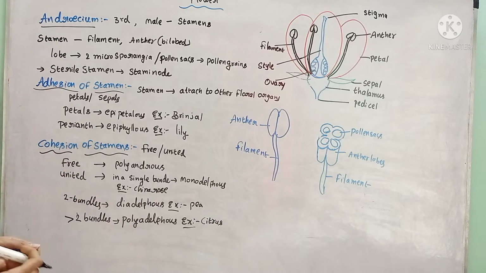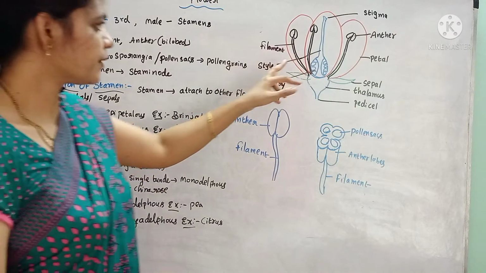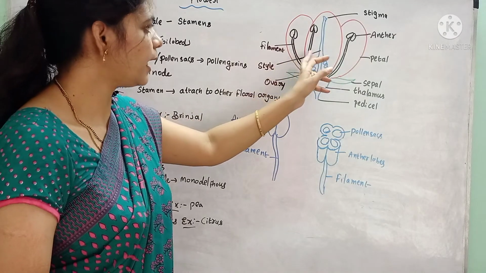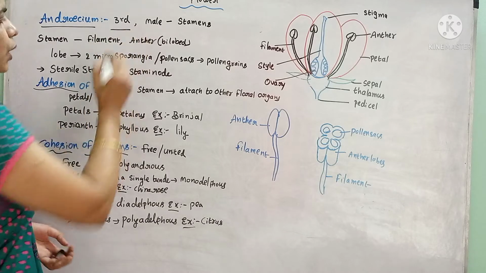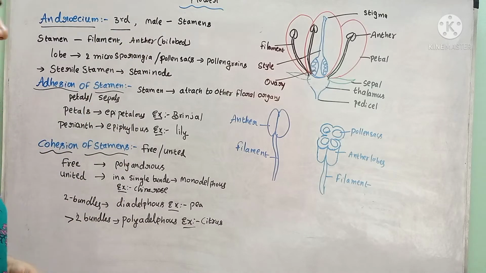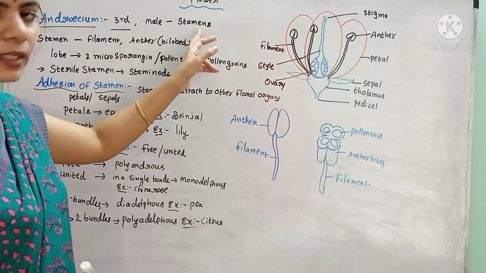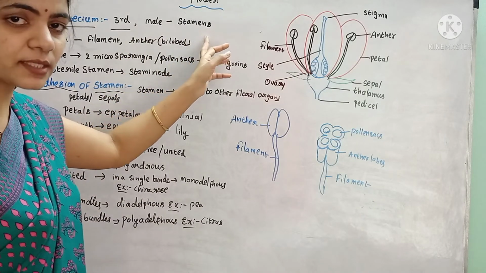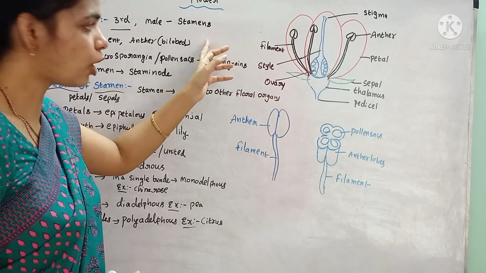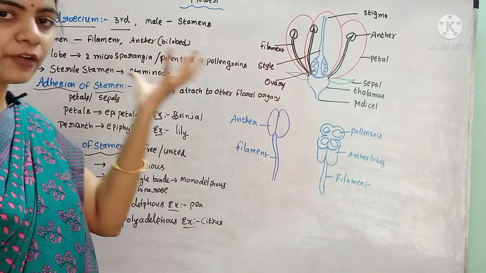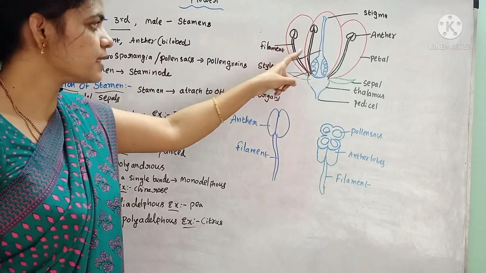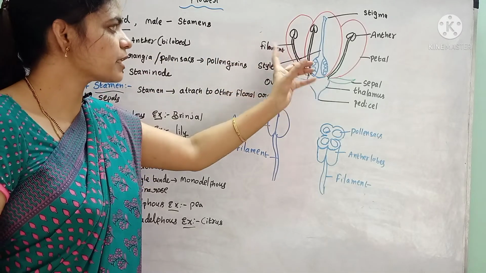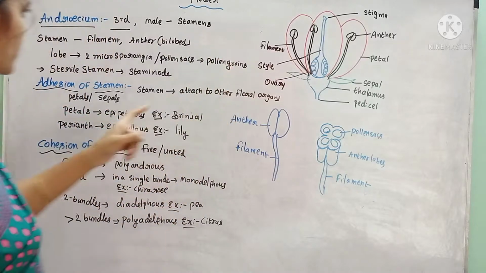The first one is androecium. So this is the androecium, right? Here if you see this, the androecium forms the third whorl of the flower. What is the third whorl? The androecium. And individually they are called stamens. Individually, what is the name? They are commonly called stamens. In the form of a whorl they are called androecium. This is the stamen, these are the stamens, together they are called androecium.